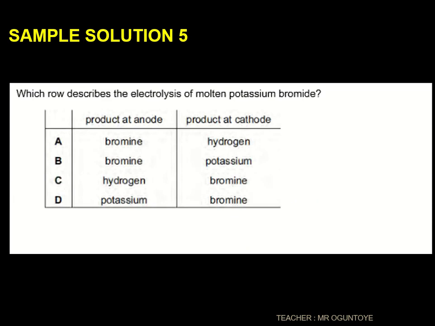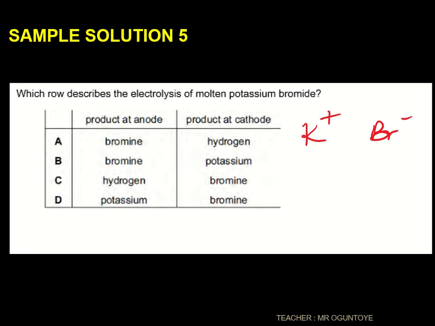The last question we'll consider: which row describes the electrolysis of molten potassium bromide? Potassium bromide consists of potassium ion and bromide ion.